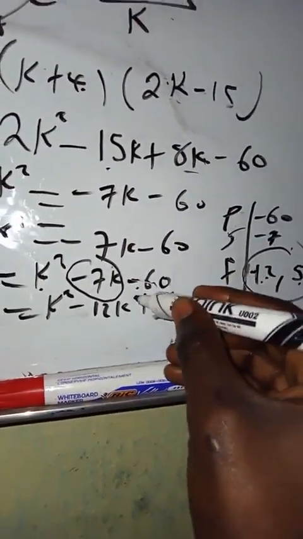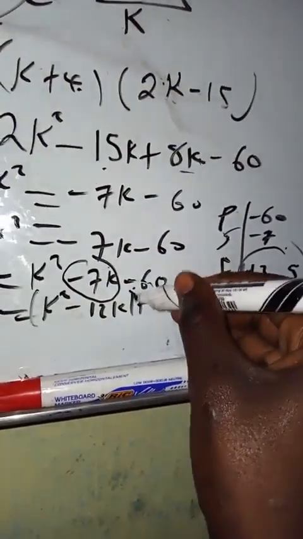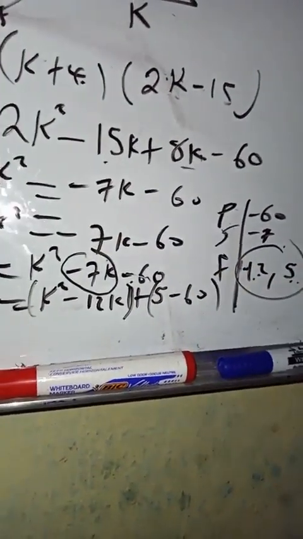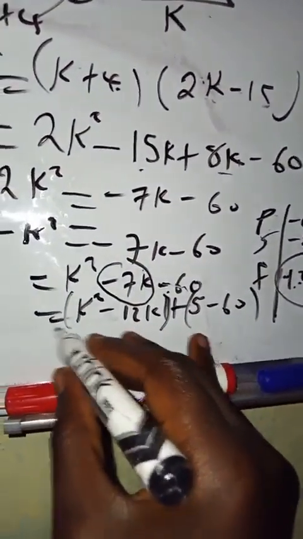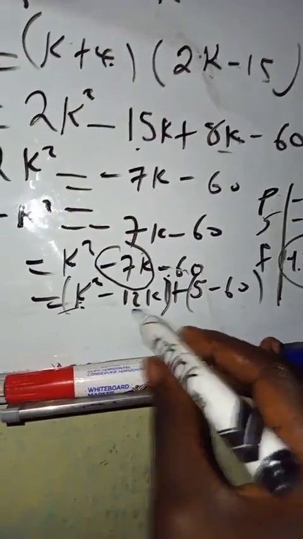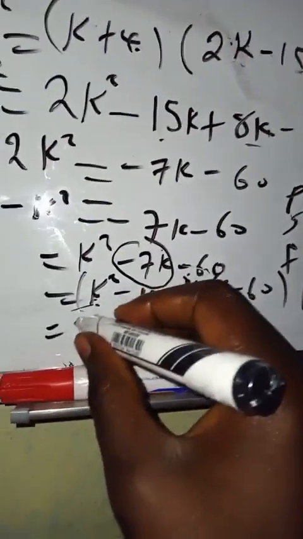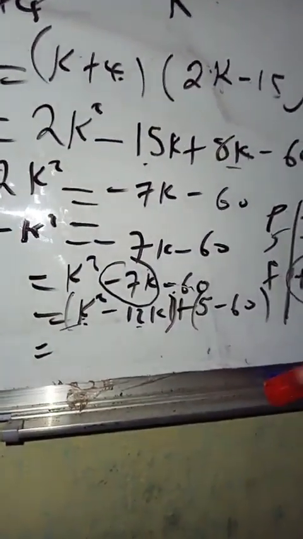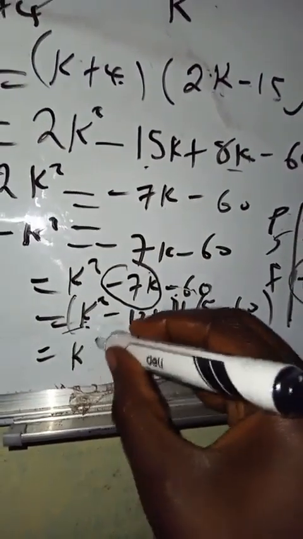So now here's where I can do the whole thing of factorizing. What's the common factor between k and 12k? Of course, k is common to both, right? So I'm going to have k like that.